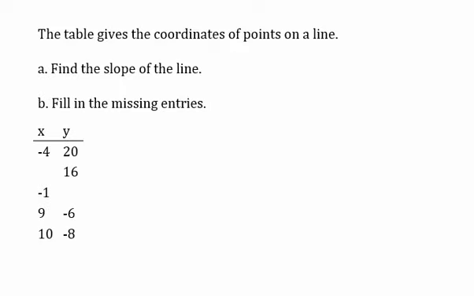In this example, we're given a table that has some coordinates of points on a line, and we're asked to then find the slope of the line and fill in the missing coordinates in the table. So the first thing that we'll do to find the slope of the line is to take two of the ordered pairs and use the slope formula, which is y2 minus y1 over x2 minus x1.